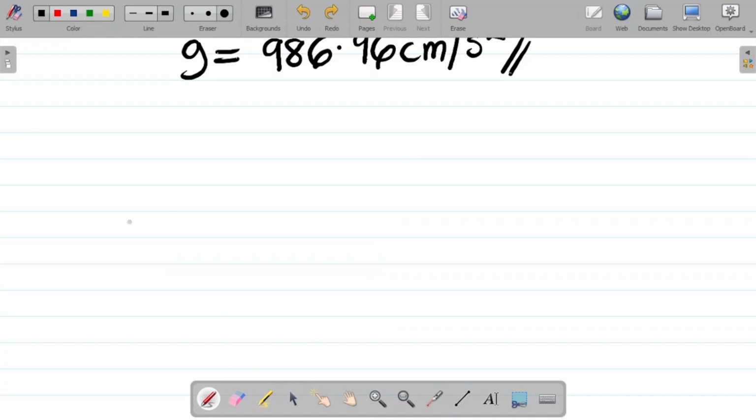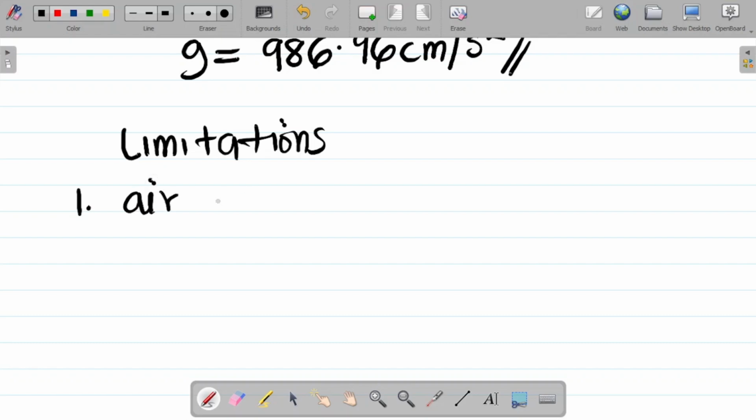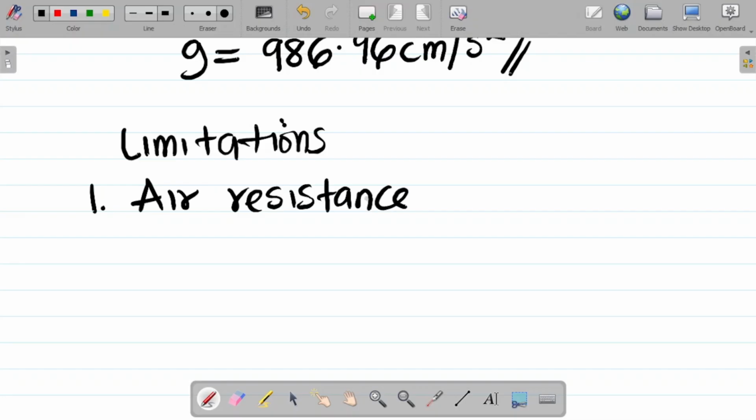Okay, finally we ask for limitations. Let's try to get limitations. What limitations do we have here? Number one, the first limitation is that there was air resistance. So my possible limitation would be number one, the possibility of air resistance, which will cause the pendulum bob to swing slower than usual. So air resistance could interfere.